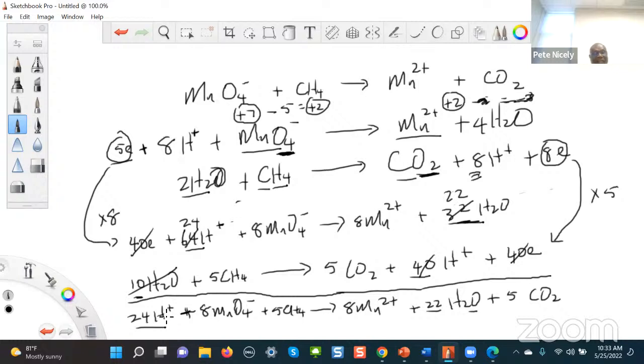We have 24 plus charges minus 8. So 24 minus 8 gives you 16, right? And here we have 8 times plus 2, 16. So the charges are balanced as well. So this would be the final correct answer.